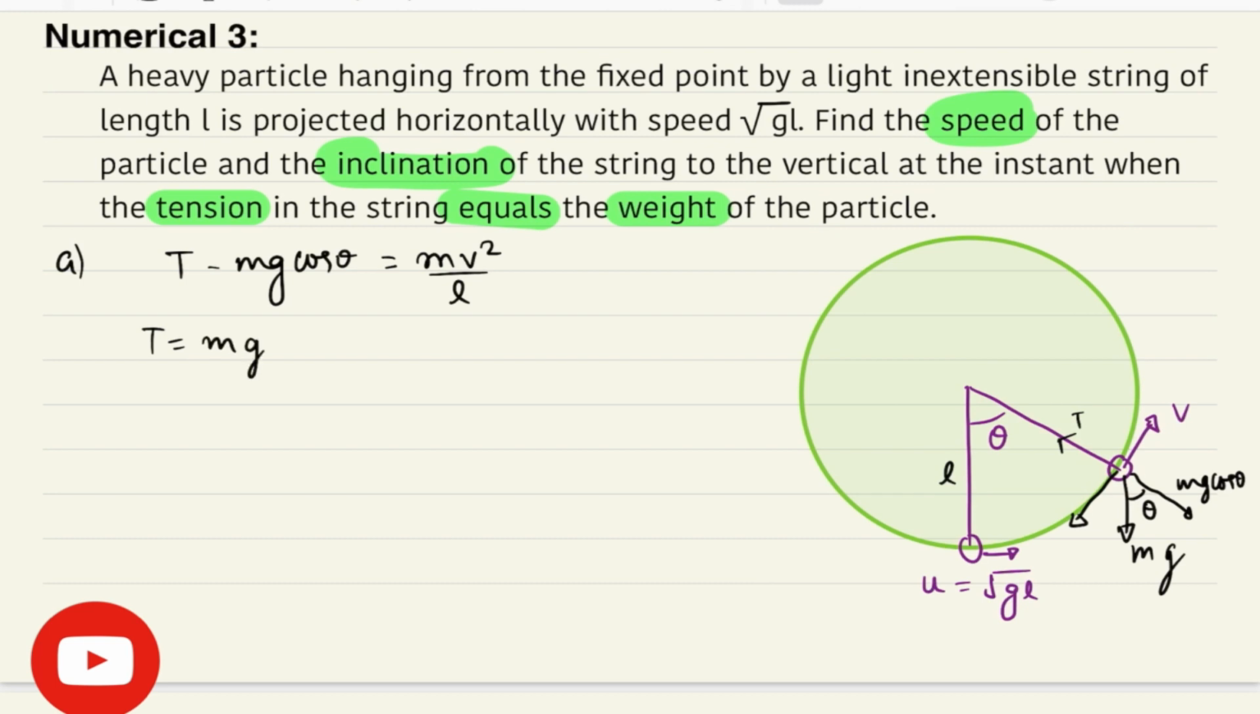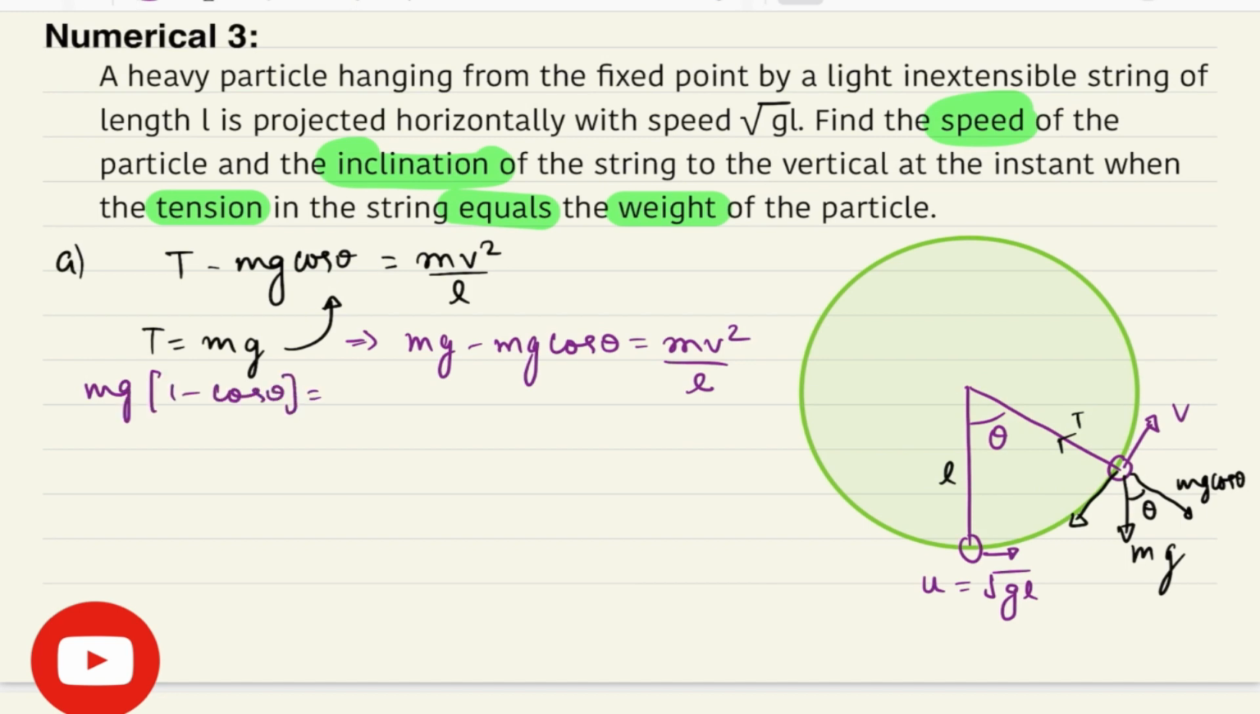Weight is equal to mg. So we will substitute this value in the above equation. What we get? We get mg minus mg cos of theta equals mv square upon L. So mg becomes common: mg(1 minus cos of theta) equals mv square upon L. So something like this we will get. Let's say this is our equation number first. We will use it in further calculations.